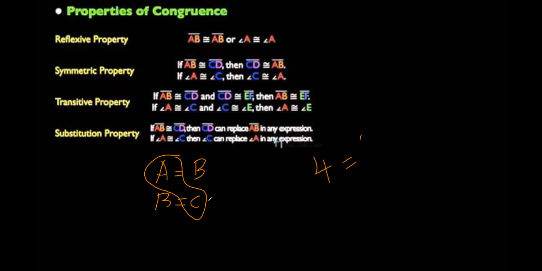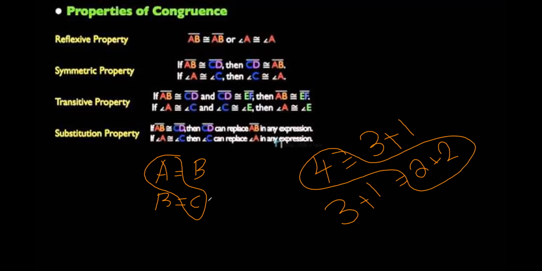4 is equal to 3 plus 1, and 3 plus 1 is equal to 2 plus 2. Like this, this is A equals B and B equals C. Can I say 4 is equal to 2 plus 2? Yes. The same in geometry: if AB is congruent to CD and CD is congruent to EF, so AB is congruent to EF.